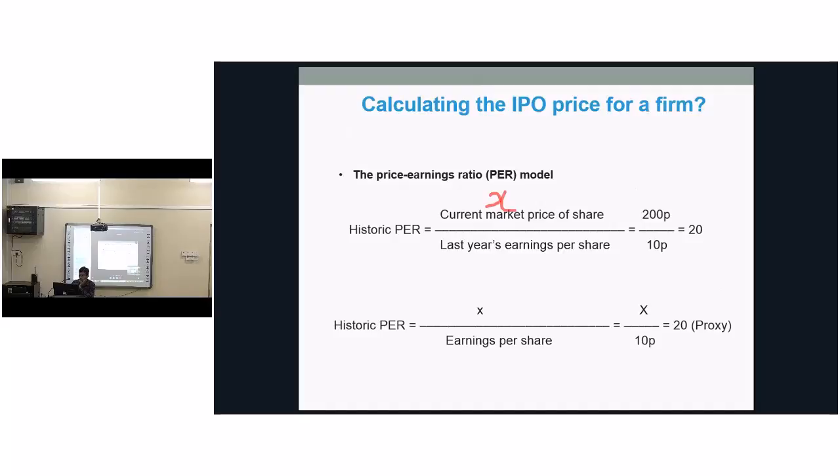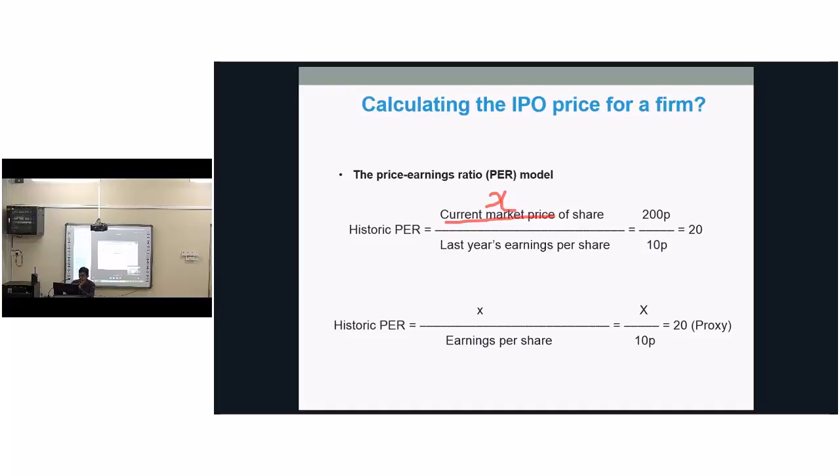You have to be very careful. This current market price means your expected market price. So you can use your existing market price, and also you can calculate the expected market price based on the historical PE, and then you can compare and discuss.